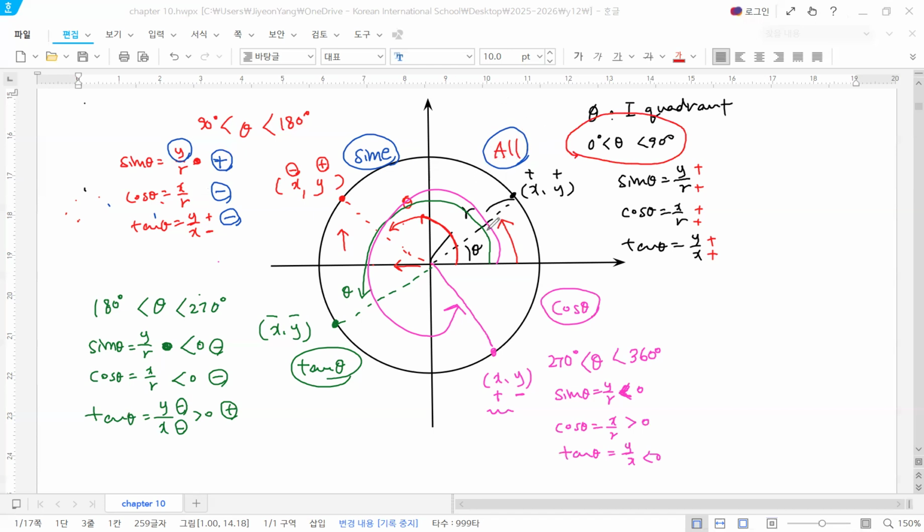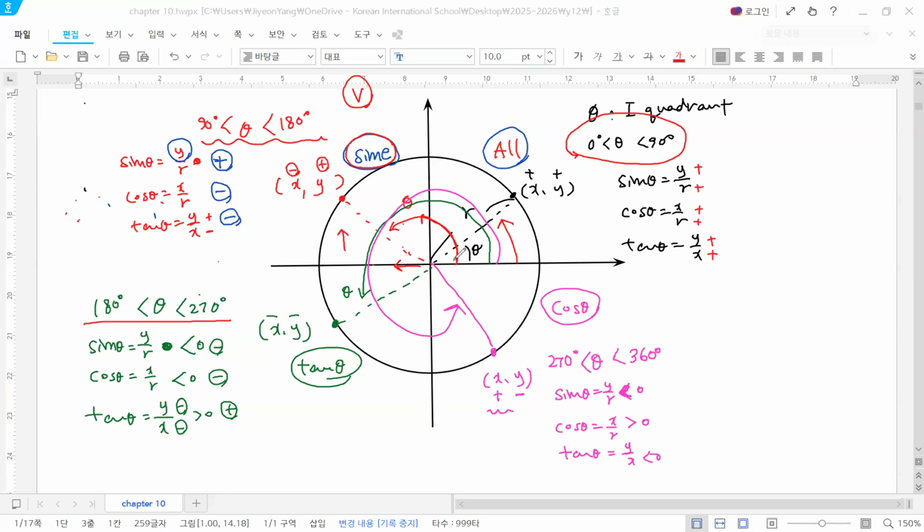However, when theta is located on the second quadrant, it means that when the value of theta is more than 90 degrees but less than 180 degrees, then sine is the only one which is positive, and the other, cosine and tangent, are negative. When theta is located on the third quadrant, it means that theta's value is between 180 to 270, and then tangent theta is the only one which is positive.